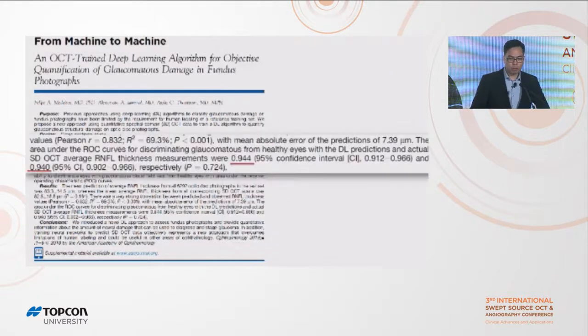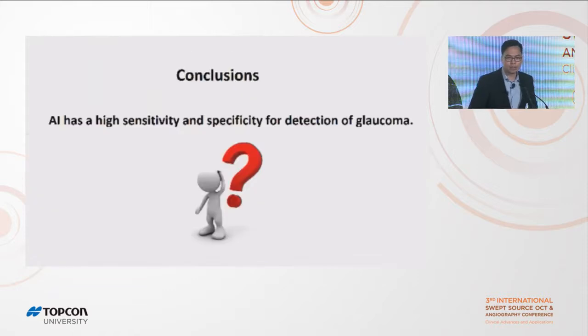And what they also observed is that the average retinal nerve fiber thickness predicted by the neural network has a performance comparable to the actual average retinal nerve fiber thickness measured by the spectral domain OCT. So they didn't find a significant difference in the area under the ROC curve. So I can end the talk by saying, well, AI has a high sensitivity and specificity for detection of glaucoma, but is it really the case?